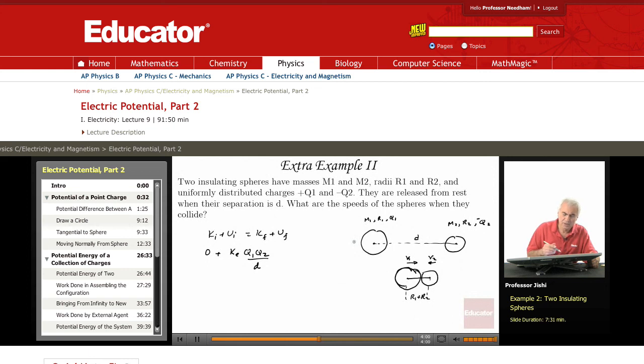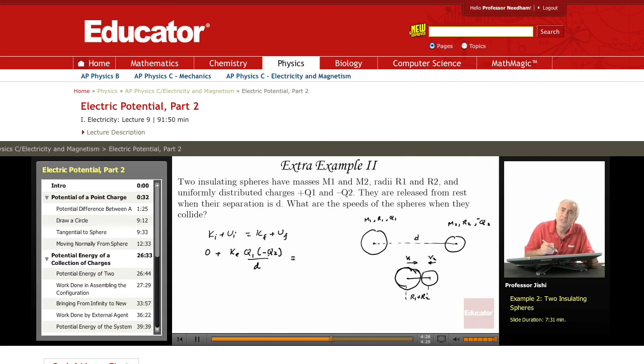Now, of course the charge Q2 is negative, so this becomes minus here. Or I can just put minus Q2, whatever you like. It's the first charge times the second charge. The second charge, I'm calling it minus Q2. Now, it's negative. So this is the initial energy.